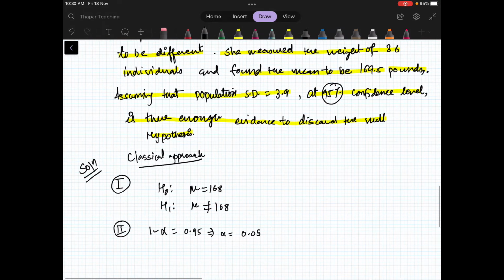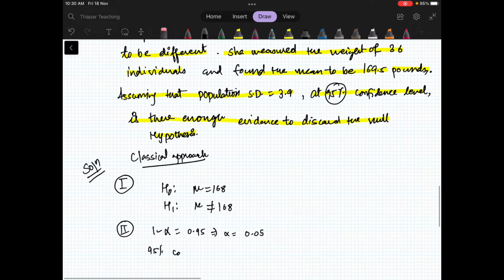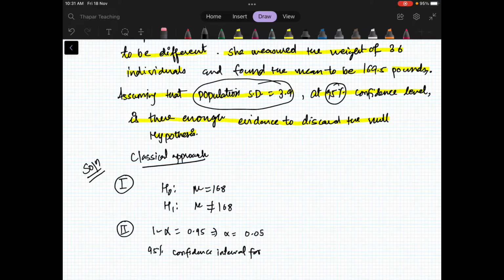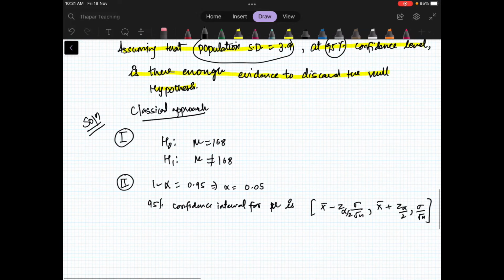And we know that the 95% confidence interval for mu, in this case where your population standard deviation is known, we already did it in the last chapter: x bar minus z alpha by 2 sigma by square root of n, comma, x bar plus z alpha by 2 sigma by square root of n, right?